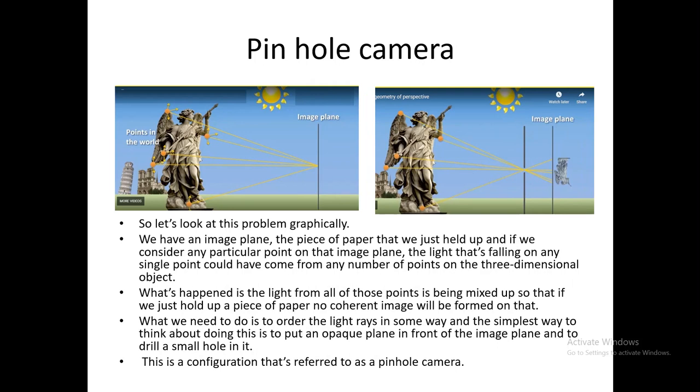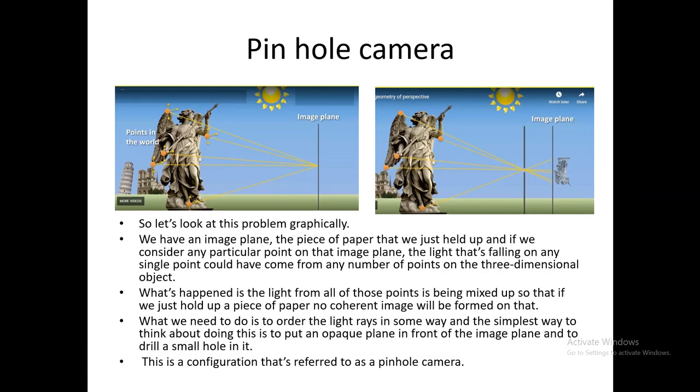So let's look at this problem graphically. We have an image plane, the piece of paper that we just held up, and if we consider any particular point on the image plane, the light that's falling on any single point could have come from a number of points on the three-dimensional object.